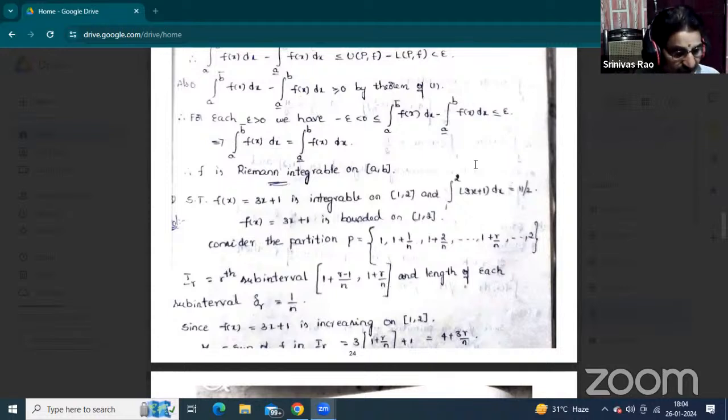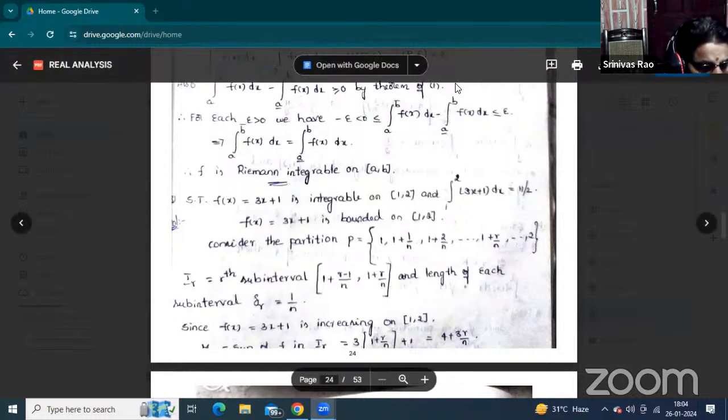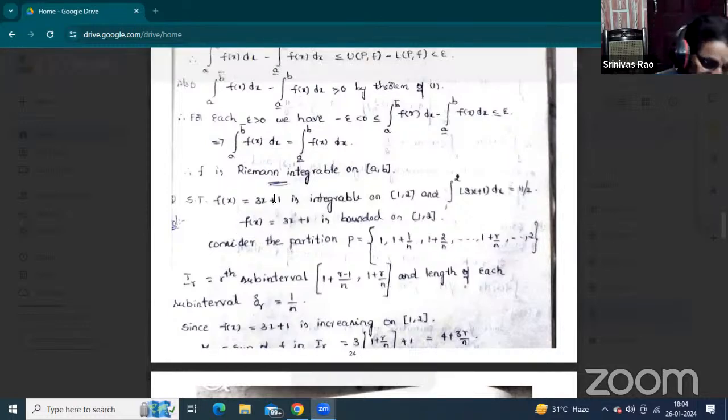Next one. See, students. Now, given the function is 3x plus 1, this is a first degree polynomial function, a plus bx, so it is a straight line, integrable on the closed interval 1 and 2. So according to the interval, how can you define the partition points? This is one of the important concepts here. How to define the partition points? Just see and hear.